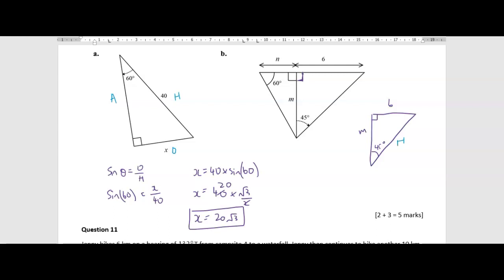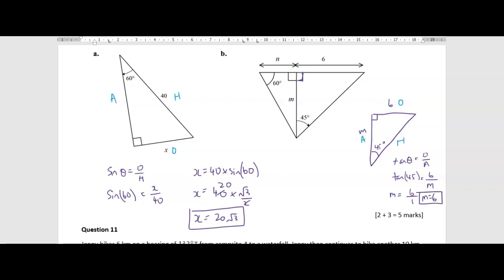So there's our hypotenuse, opposite, and adjacent. So we're going to be using the tan ratio. So tan 45 is equal to opposite, which is 6, over adjacent, which is m. Okay, and switching m and tan 45 over. Now tan 45 is 1, so the value of m is 6.